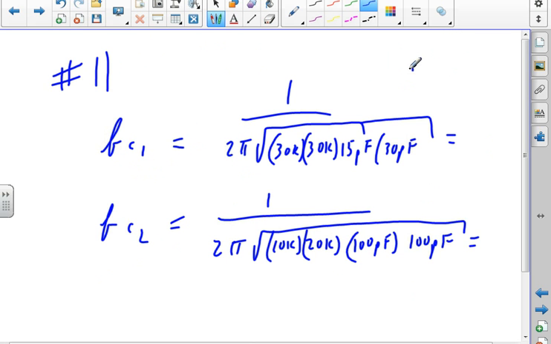All right, so we'll try this one. 2 times pi. I'm so excited about not having to hit second function pi to get it that I forgot to put the 2 in. Square root. Let's see, 30 double E3, 30 double E3, 15 double E minus 12, 30 double E minus 12.